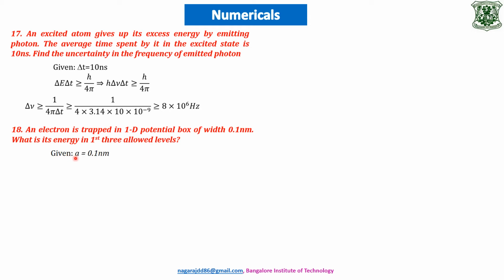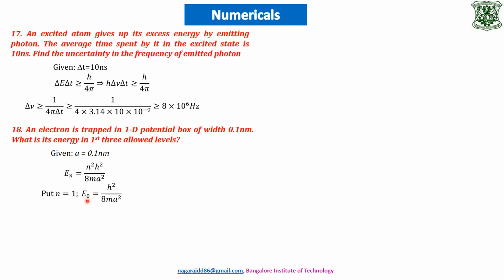Given the width of the potential well, that is a, 0.1 nanometer, and the equation En equals n square h square by 8 m a square, where n is an integer, m is the mass of the particle. In this case, the particle is an electron, therefore you have to take the mass of the electron here. And a is given 0.1, h is Planck's constant. Now, for the first allowed state, put n equal to 1. That is called zero point energy.